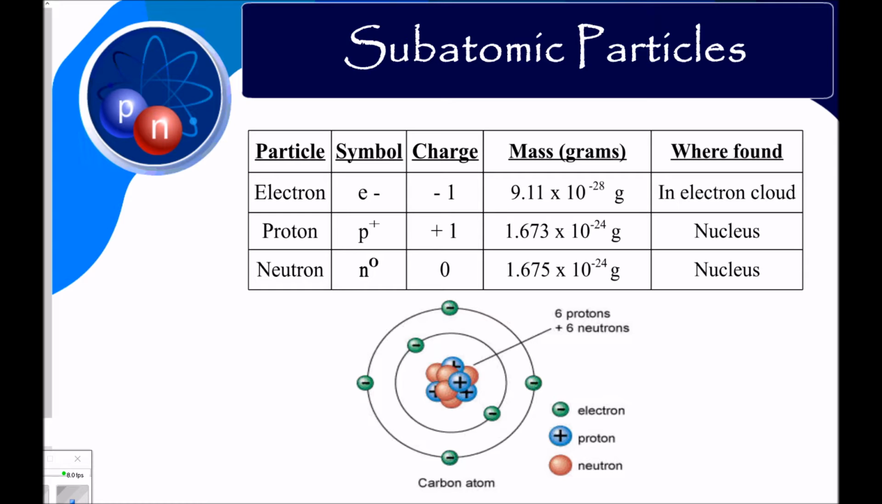So first of all, the electron. The electron has a charge of -1. Its mass is 9.11 times 10 to the -28 grams. It is actually the smallest subatomic particle, and it's found in the electron cloud. The proton. It has a charge of +1. Its mass is 1.67 times 10 to the -24th, and it's found in the nucleus. The neutron. It has no charge, hence neutron, neutral. Its mass is very similar to the mass of the proton, and they are both found in the nucleus.